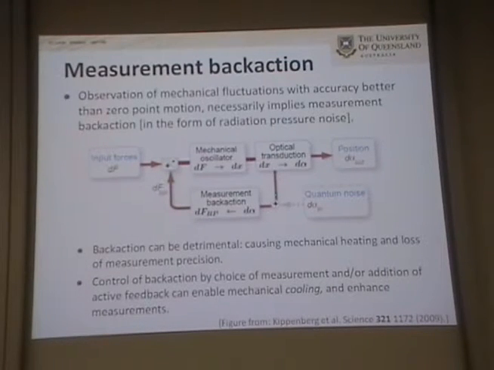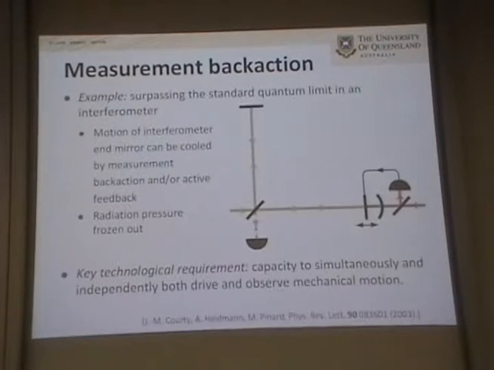So this is sort of a flow diagram, if you like, of the system. You have your mechanical oscillator, you make some observations of it, that introduces quantum noise back action. But you can also use control. You can take your knowledge from the transduction, your measurement of the position, and you can feed it back to control the mechanical oscillator. So this back action can be a really bad thing. It can cause heating and loss of precision. But if you make your measurements right, and you use the right sort of feedback, then you can use it to do cooling or to enable ultra-precise measurements and things like this.